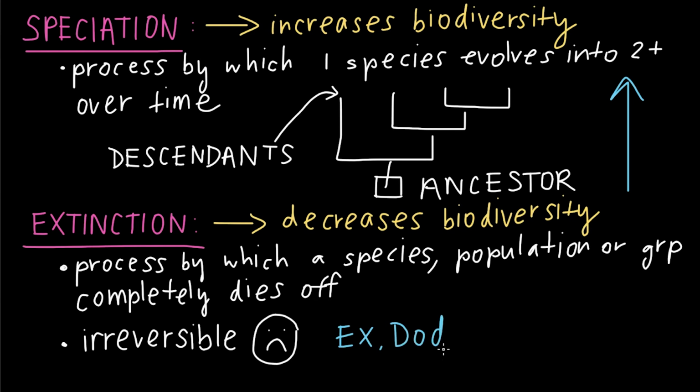So, for example, you might have heard of the dodo bird, which is an example of a species that went extinct. So here's a picture of a dodo bird model. The dodo bird was a flightless bird that unfortunately went extinct due to overhunting, competition with other species, and habitat loss. So sadly, the last dodo bird was reportedly killed in 1681.